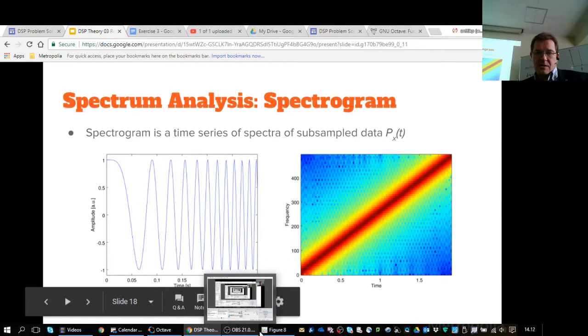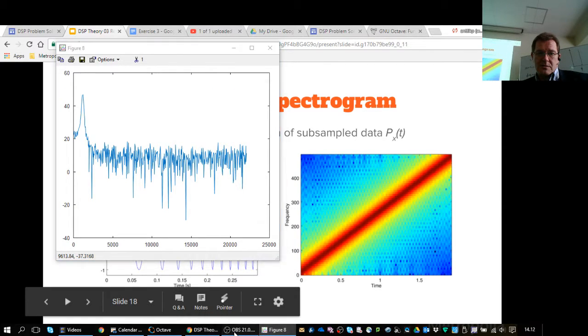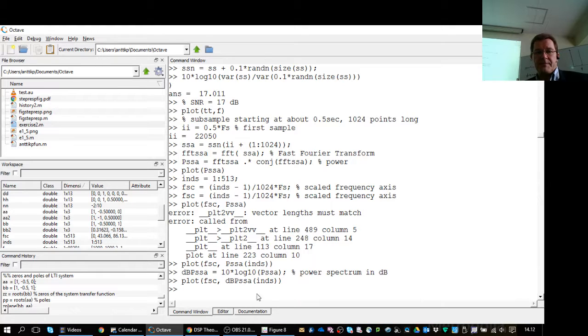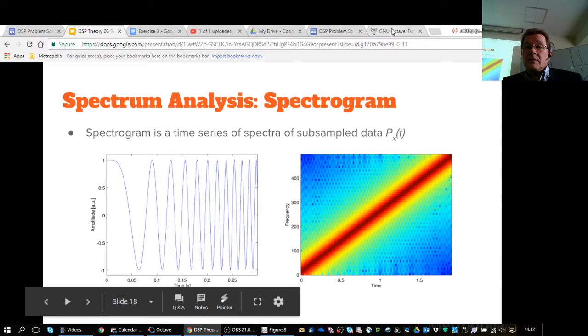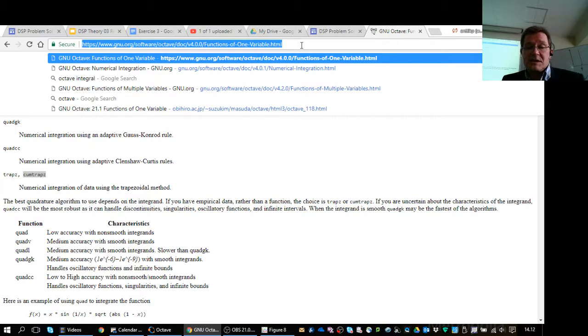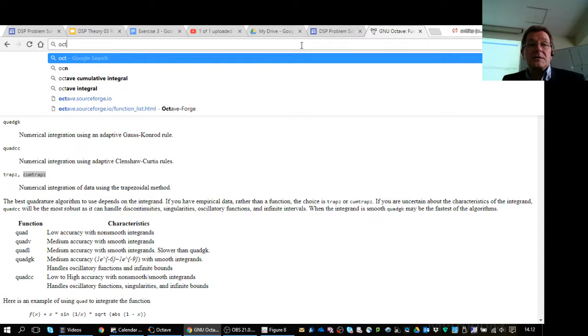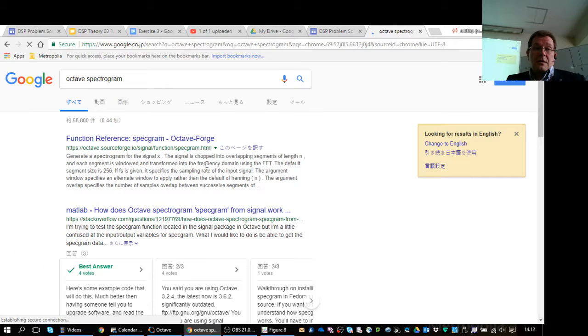Alrighty, so let's go back to Octave there. So the final part, or almost final part, is the spectrogram. Now I need to take a look at the manuals again. So what is the function for spectrogram in Octave? Specgram.